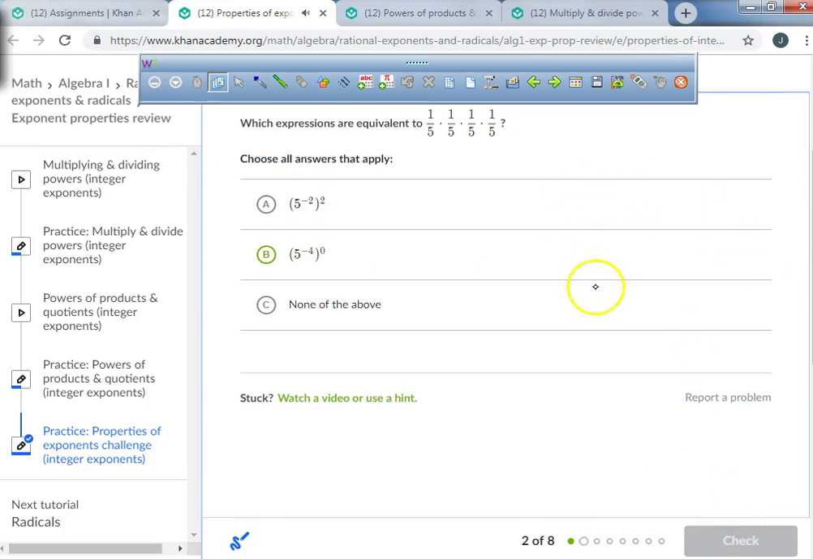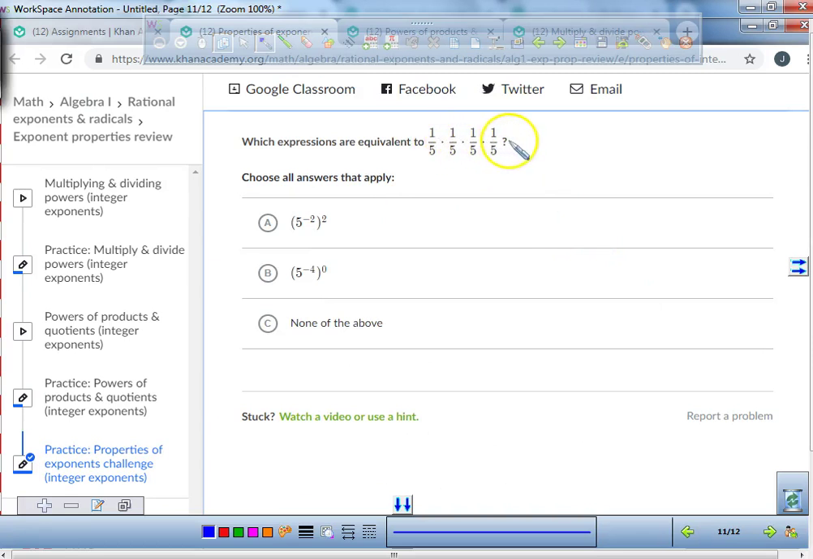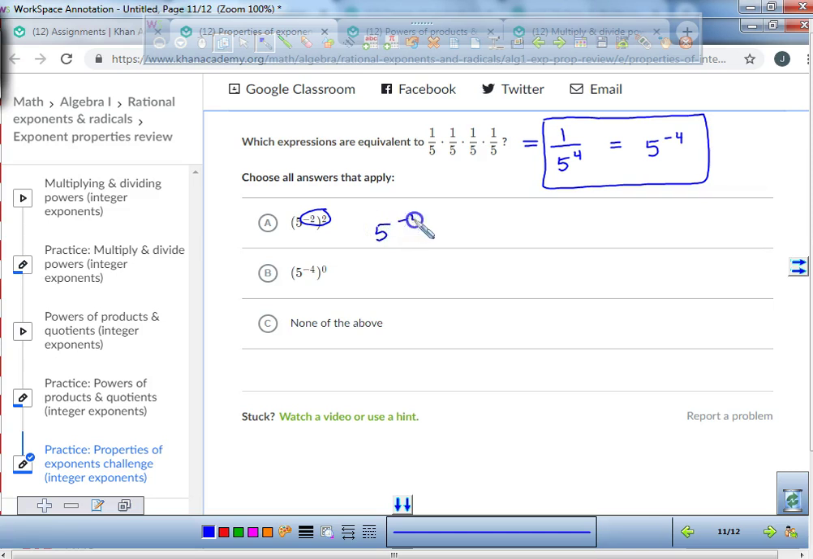Okay, so look at this one. This right here is 1/5 multiplied by itself 4 times. So that's the same thing as saying 1 over 5 to the power of 4. These are two equivalent expressions. Okay? So what are we looking for? We're looking for 1 over 5 to the power of 4 or 5 to the power of negative 4. Ooh, power property. I can multiply those together. That becomes 5 to the power of negative 4.